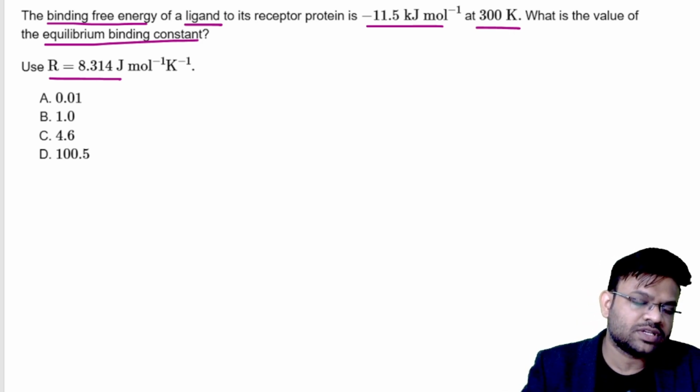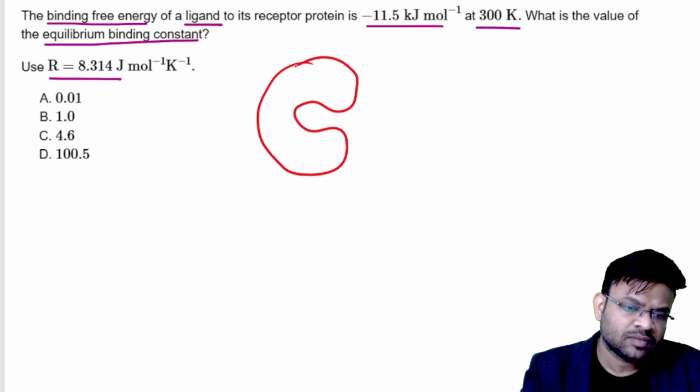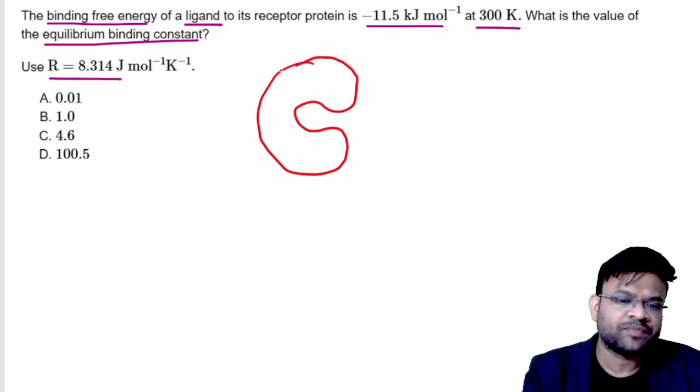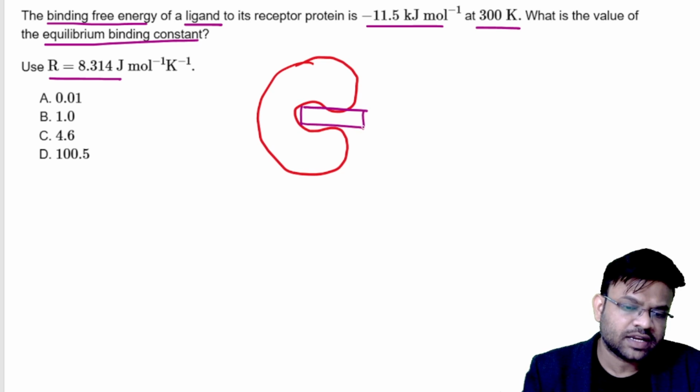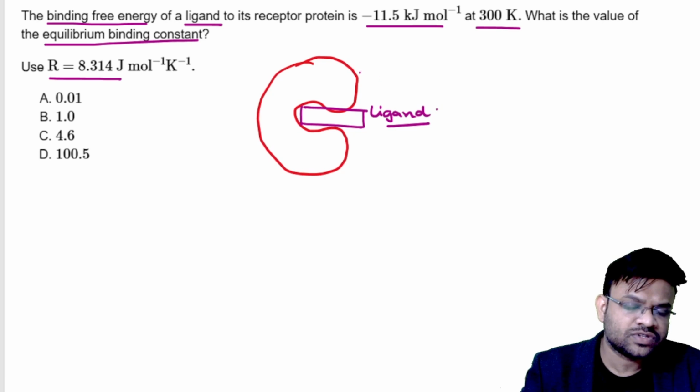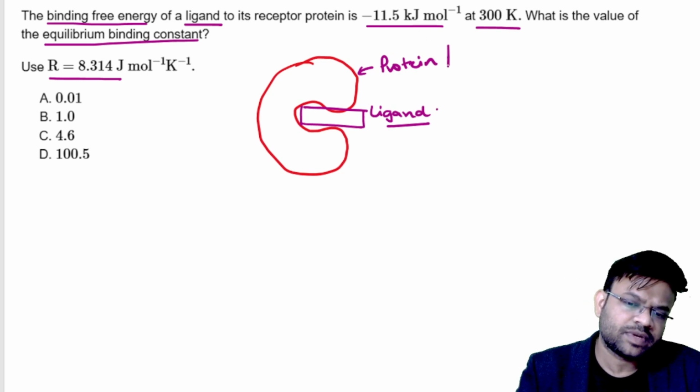Let me just draw this diagram. So let us say that this is a protein, or let us say this is the enzyme, and the ligand is binding over here. Let us say that the ligand is binding like this. This is the ligand, okay, and this was your protein, or whatever you can call it, or receptor, you can call it as a receptor.